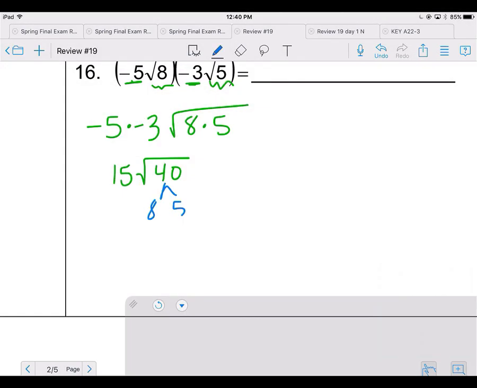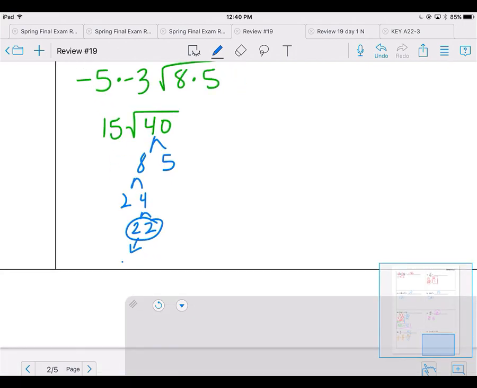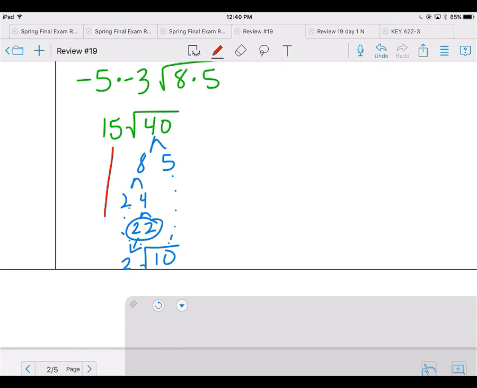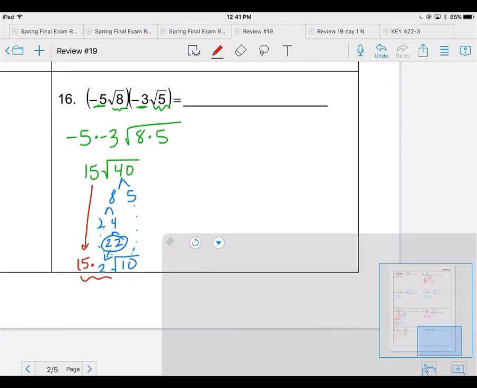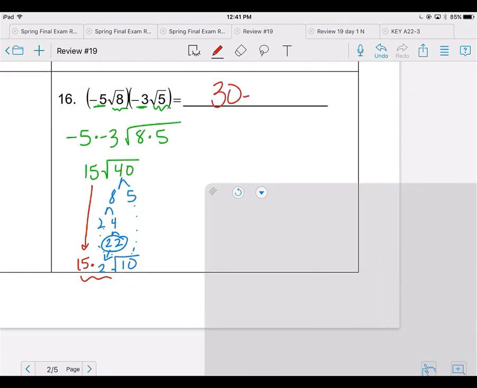40, as we obviously just did, is 8 times 5. 8 is 2 and 4. 4 is 2 and 2. So I have a set of 2's that can go outside. And inside the square root, I have a 2 and a 5 for a total of 10. I also had this 15 that was originally outside. Remember, anything outside you multiply together. So 15 times 2 is 30, and the square root of 10 stays the same.